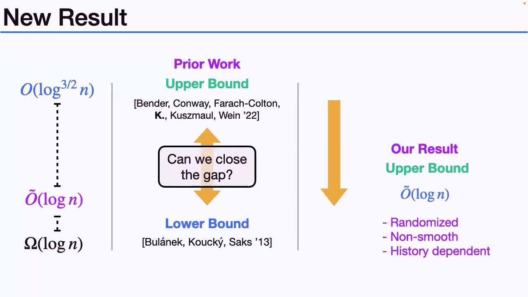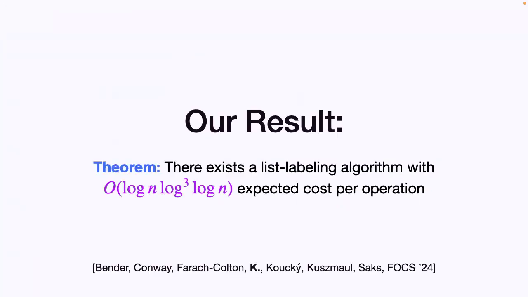So rather than prove a log to the 3 halves n lower bound, we brought down the upper bound once again to O tilde log n. So we're almost at the lower bound, except for a few log n factors. So this is the headline result of the latest paper, which is a list labeling algorithm with log n times log cubed log n expected cost per operation.